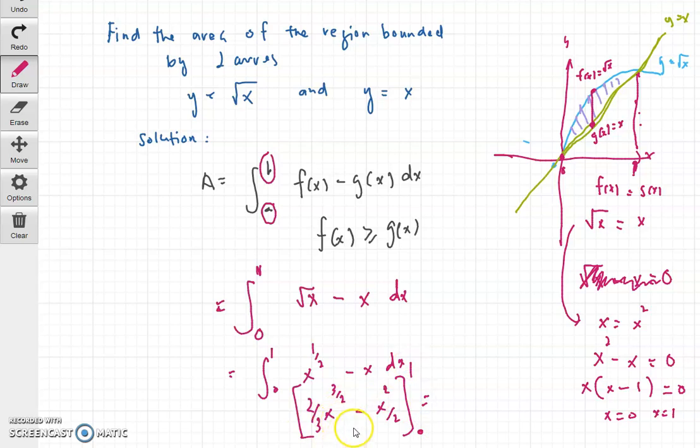If you substitute the values there, you are supposed to get 2 over 3 minus 1 over 2. The final answer is supposed to be 1 over 6. You can try to finish it off by yourself. I just give you the final answer, which is 1 over 6.